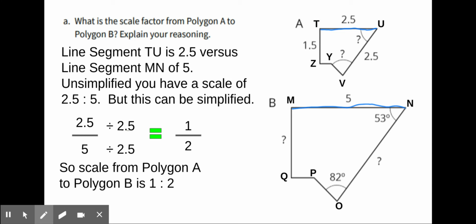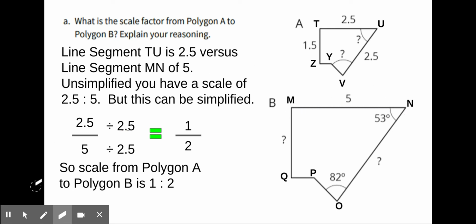But technically, we can probably get a little bit more simplified. And that's why you see me drawing this part right here. 2.5 divided by 2.5 is 1. 5 divided by 2.5 is 2. So essentially, your scale is going to be 1 to 2. Now, let me erase this part right here. So erase and erase. So that's how we can work on finding scale factor.